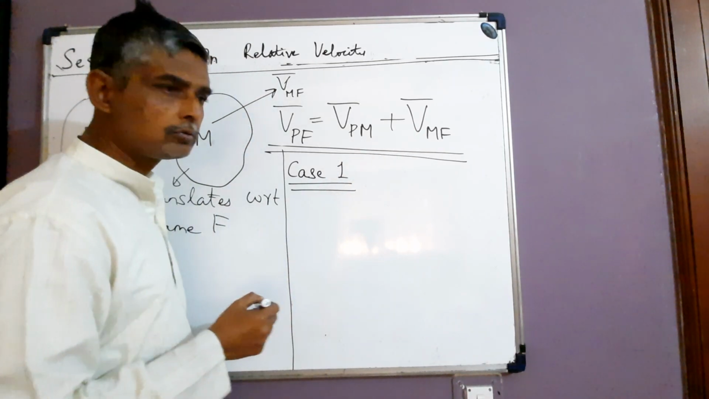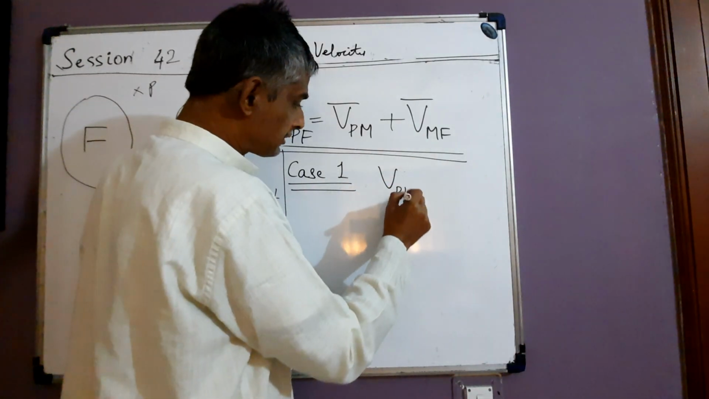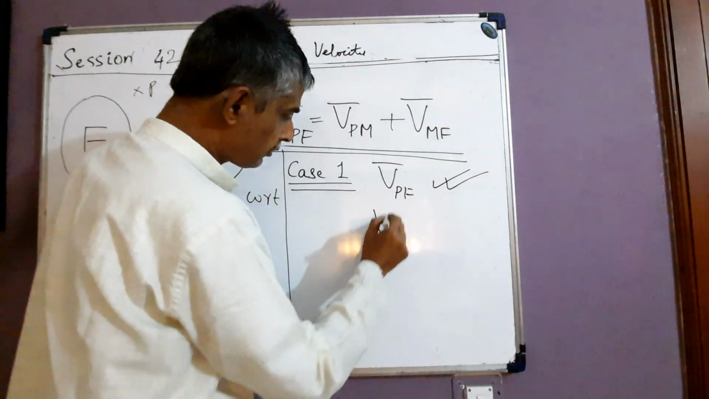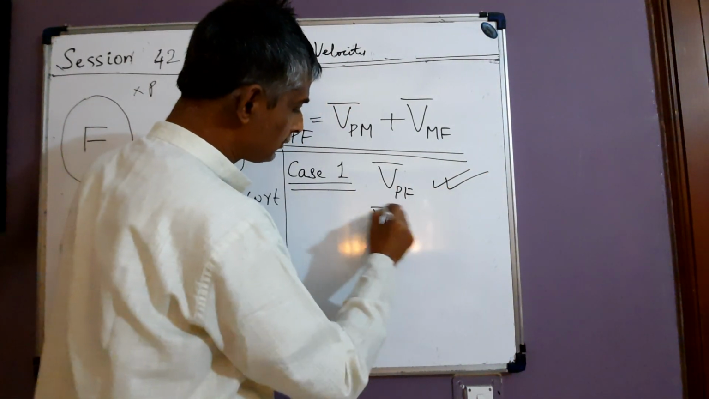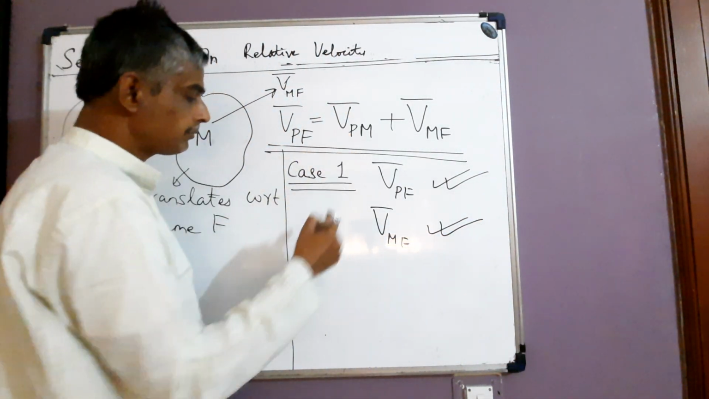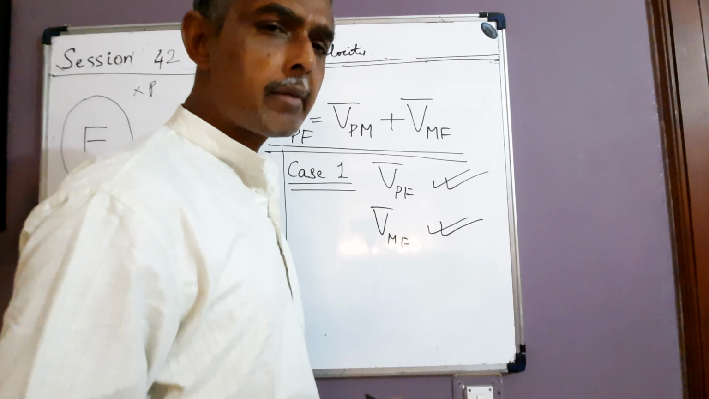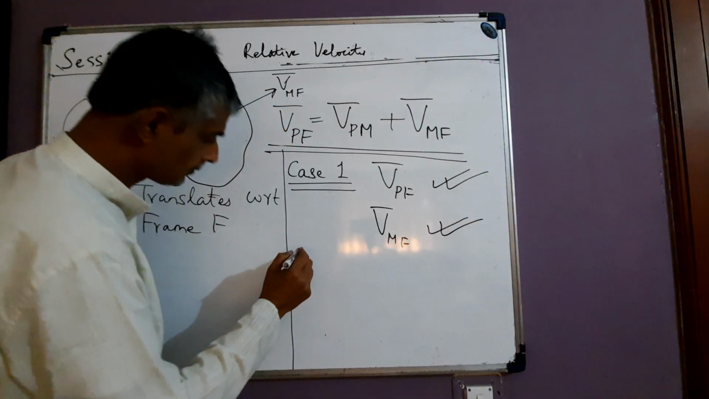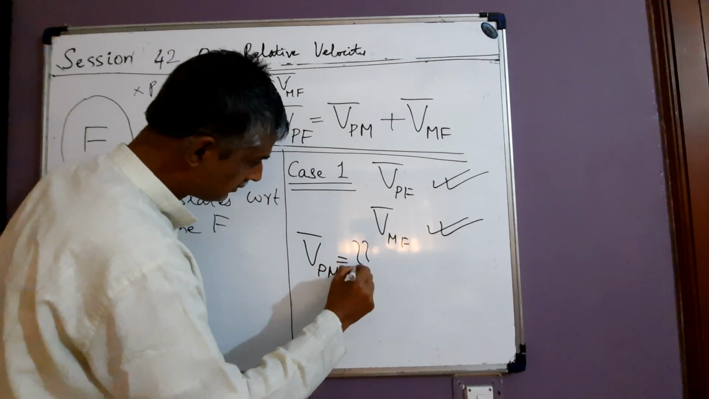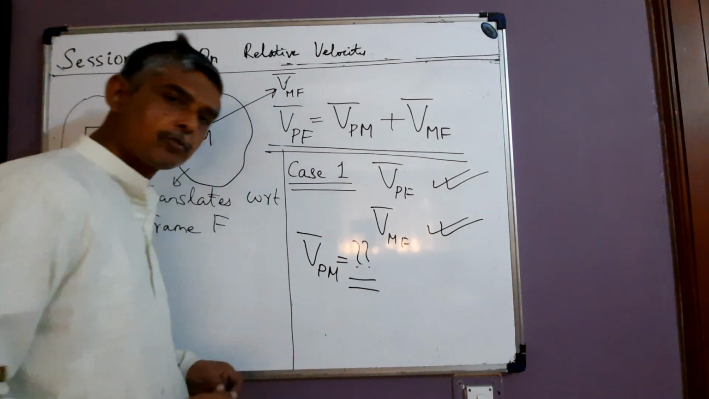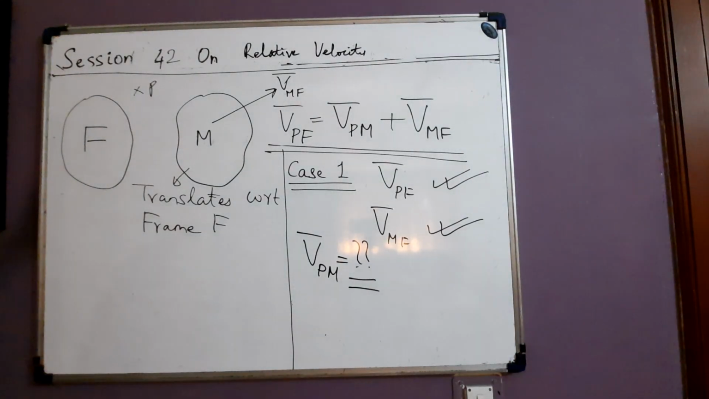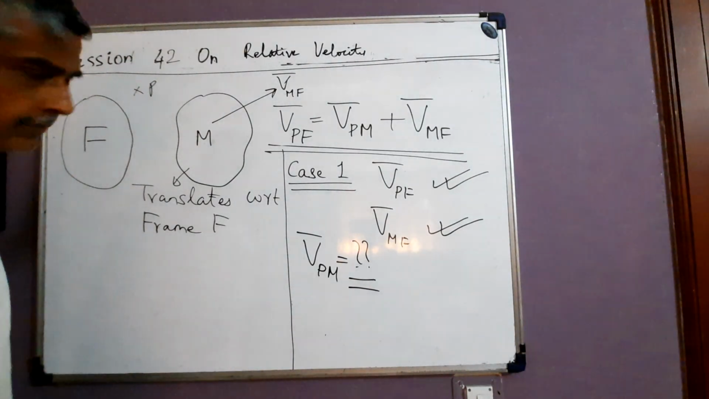Magnitude and direction both are known. For the vector VPF, its magnitude and direction are both known, and for the velocity of M with respect to F also, its magnitude and direction are both known. Problem will be based on finding the magnitude and direction of VPM. That is the question mark. This is case 1.